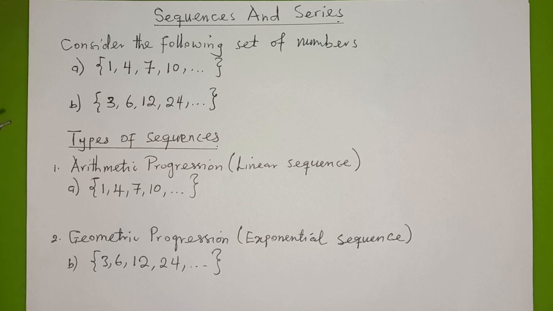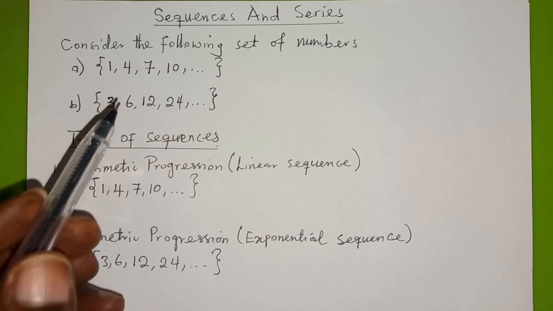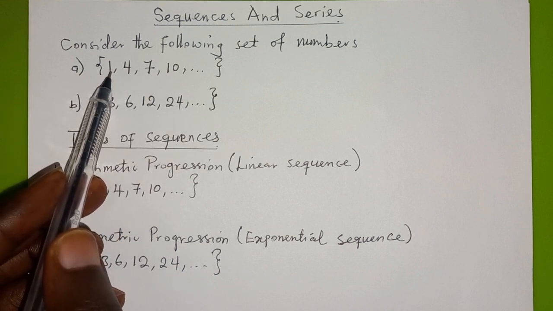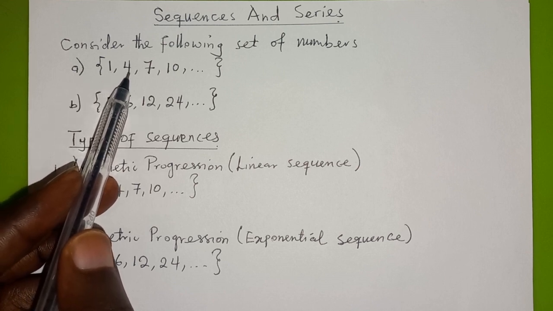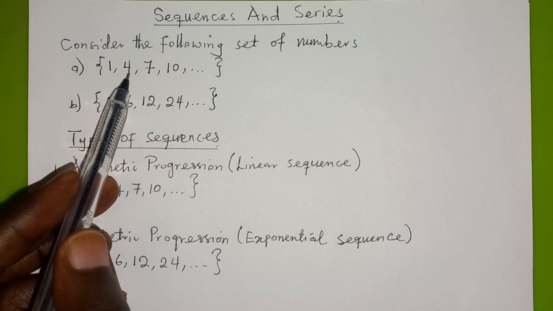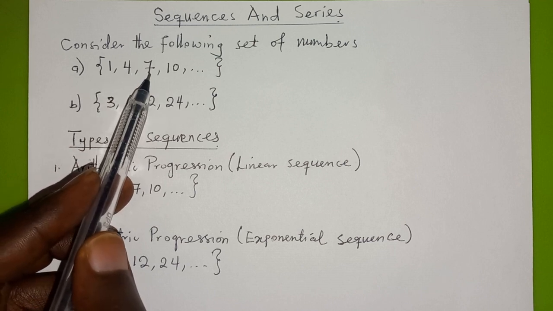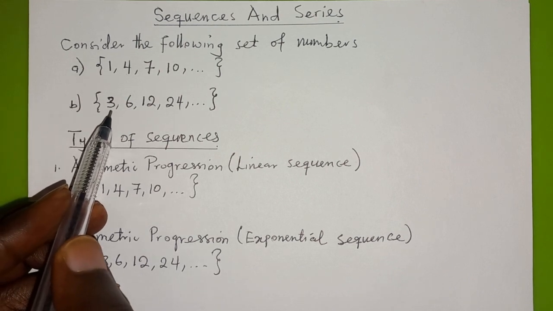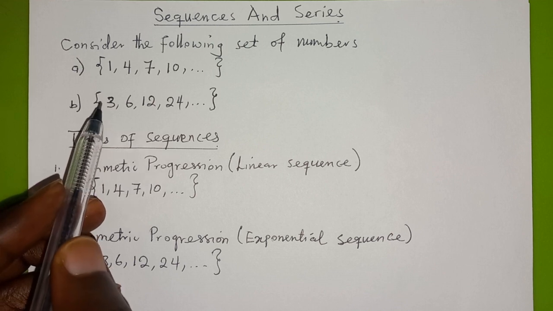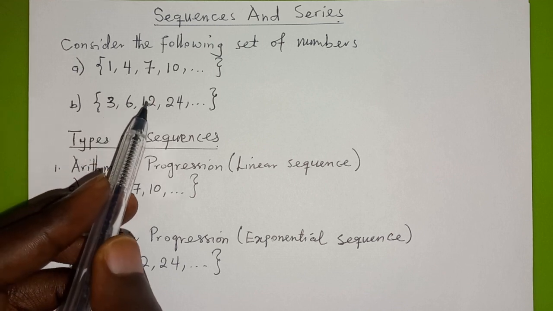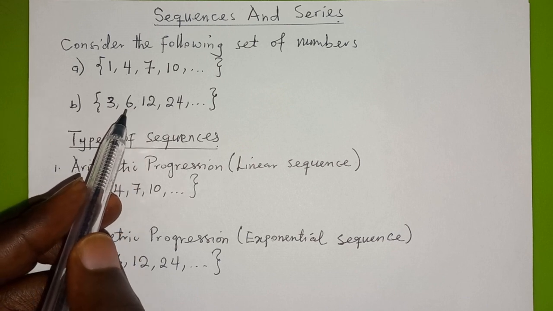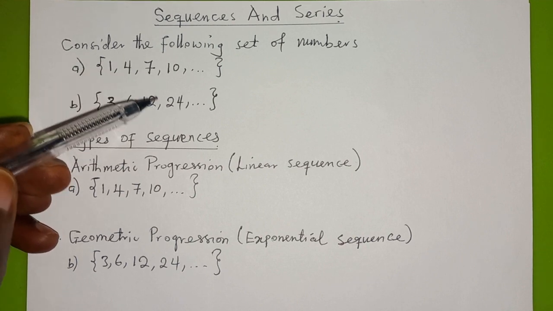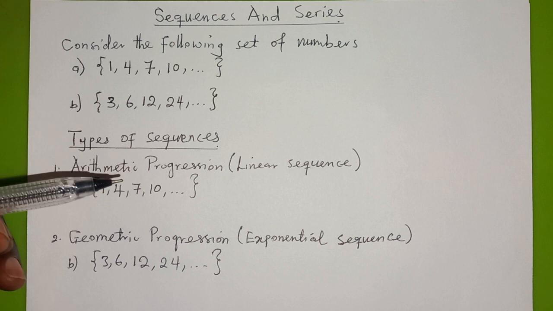And if you look at it carefully, you realize that the first one, anytime at all we add 3 to the first term, we are going to get the next term. And anytime we add 3 to the next term, we are going to get another term in that order. And that of the B, when we multiply the first term by 2, we are going to get the second term. And when we multiply the second term by 2, we are going to get the third term in that order. So we should be able to predict the subsequent numbers of these two sets.